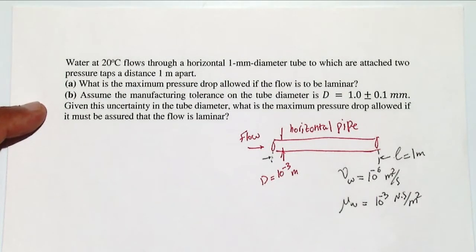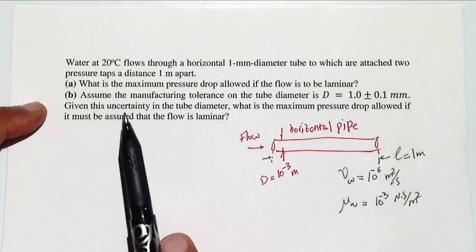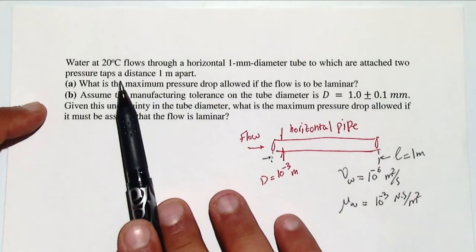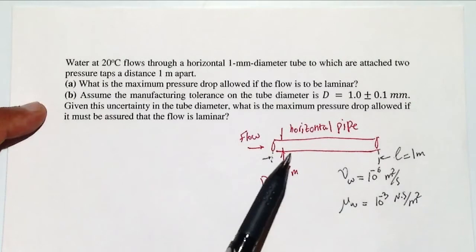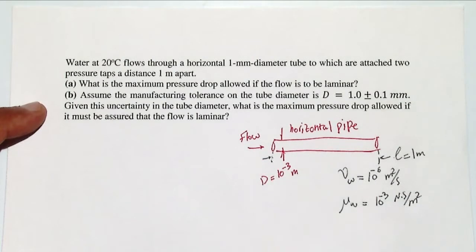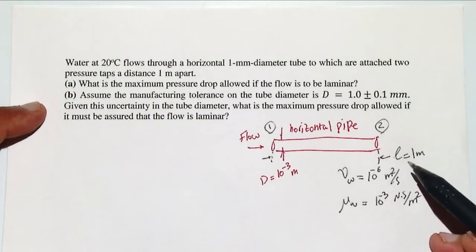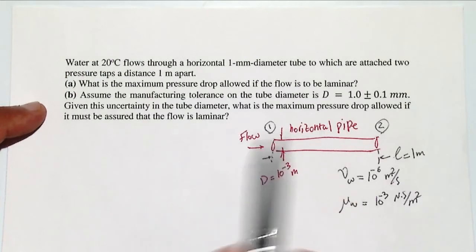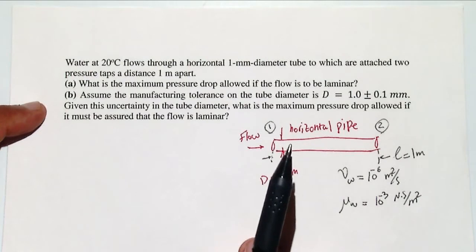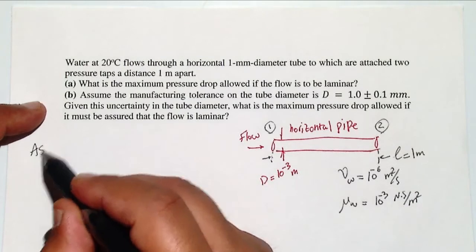What else is given as an input? It's also given that it's attached to two pressure taps with a distance of 1 meter. So it means that the flow is inside the pipe, but the pressures at point 1 for input and output are different. So you have a different pressure over there. Okay, that's all related to that. So let's write the assumptions.